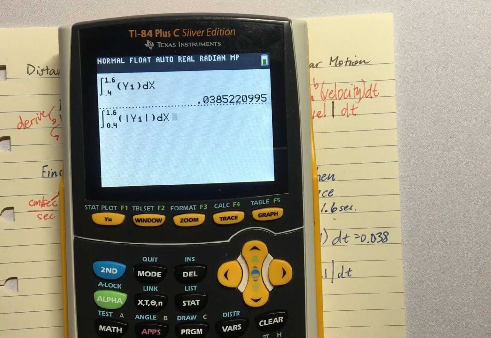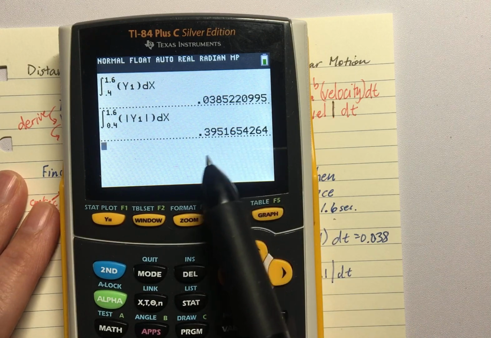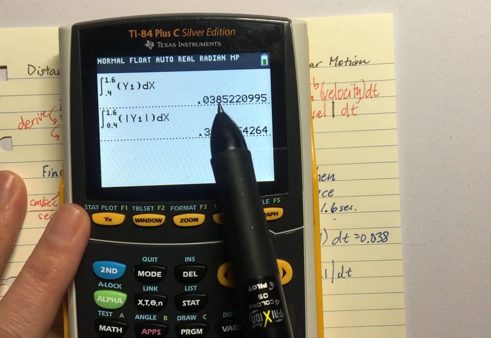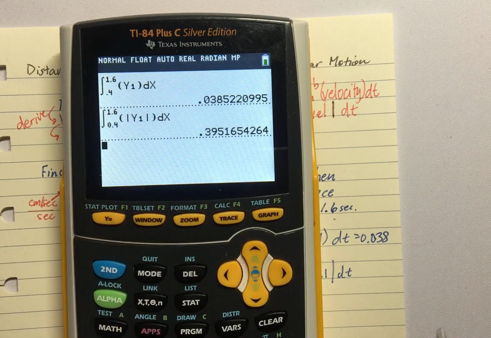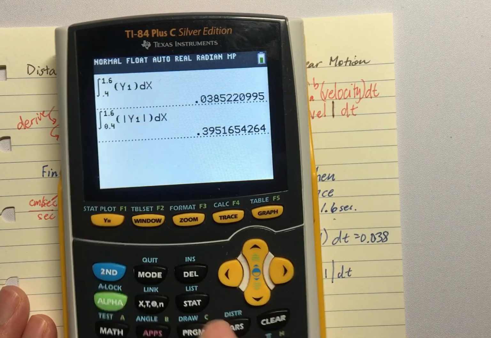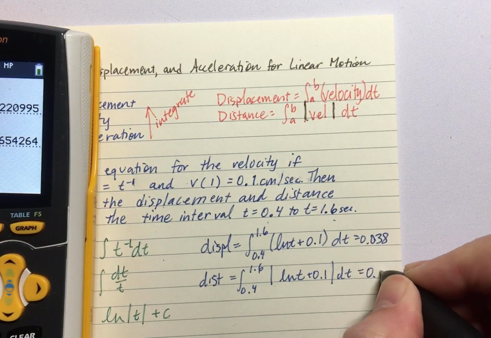And my x. This will be a little bit slower to calculate. We have to wait a little while, and we get 0.395. Since we had a negative velocity and a positive velocity, it makes sense that our distance is greater than our displacement. Remember that your distance is never going to be less than your displacement. It could be equal to it, but never less. So we have 0.395.